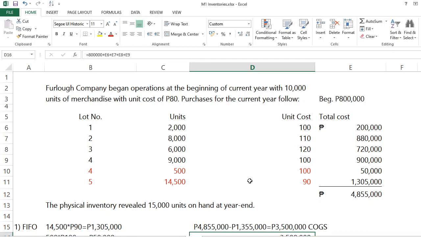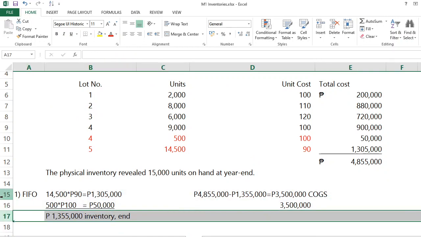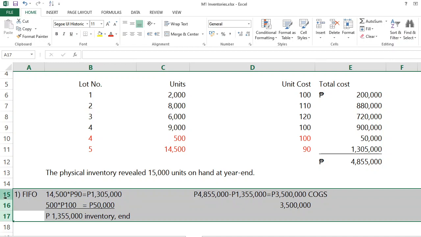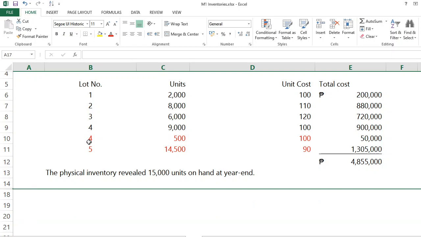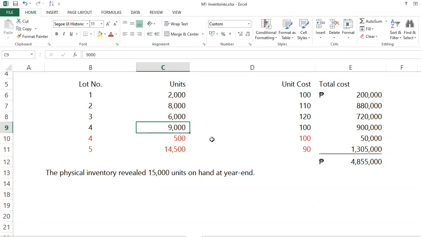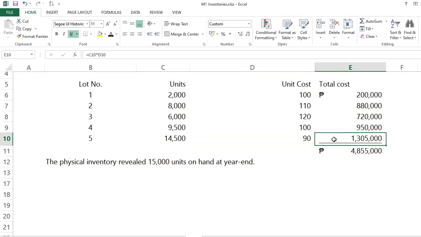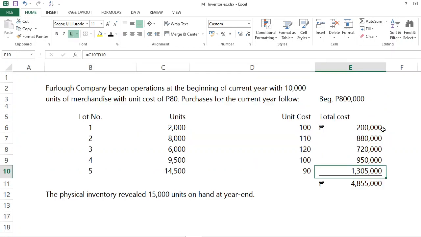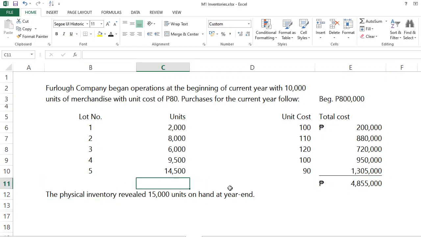Let's proceed to weighted average periodic. I'll hide this one so we don't get confused. Weighted average periodic, like I mentioned earlier, is where we just add everything and then divide the total cost by all the units available for sale. Okay, let's begin. How many units do you have in total?